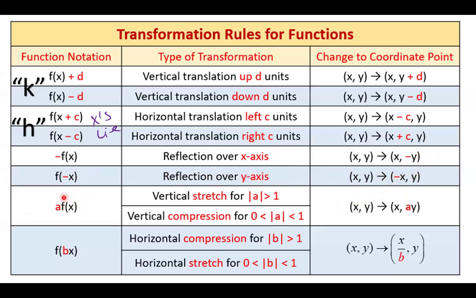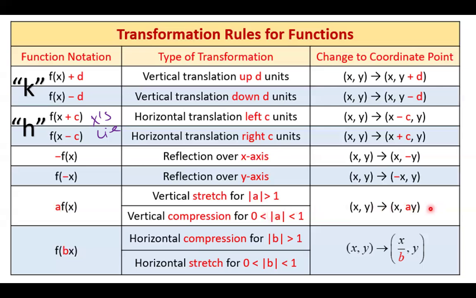Next is our compression and stretch for vertical. Your vertical compression and stretch depends on the A, your coefficient essentially. What are you multiplying by? This is the factor. It's a vertical stretch if the absolute value of A, notice that it says absolute value, that means we do not care if A is negative. Does that make sense? You're just looking at the absolute value of A itself. If it's greater than 1, then that is a vertical stretch. If it's less than 1, but greater than 0, then that is a vertical compression.